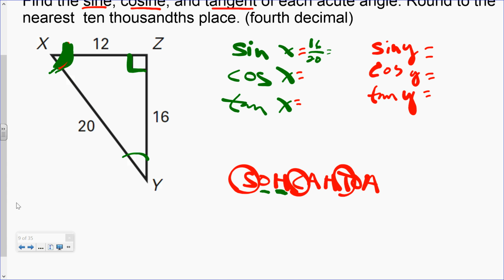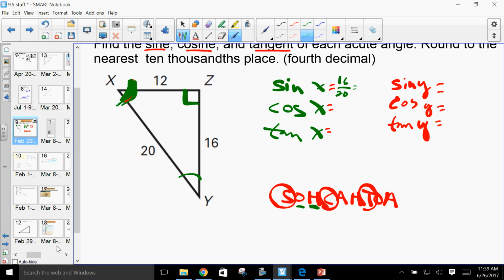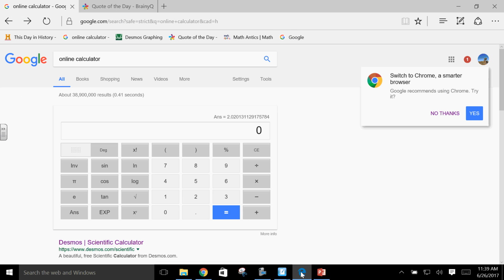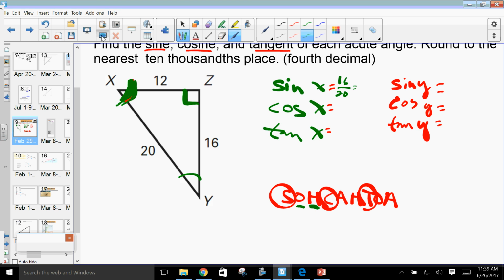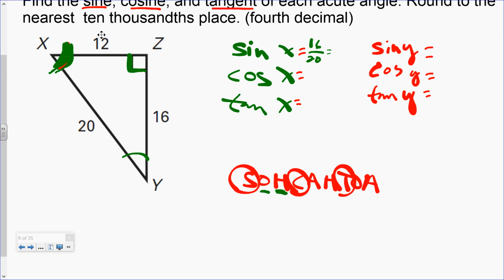Degrees. Yep, make it on degrees. My bad. Remember, make sure your calculator has DEG showing, not radians. 16 divided by 20. Would anybody help me out? Are you guys going to make me do all the work? 16 divided by 20 on your calculator. 0.8, thank you.